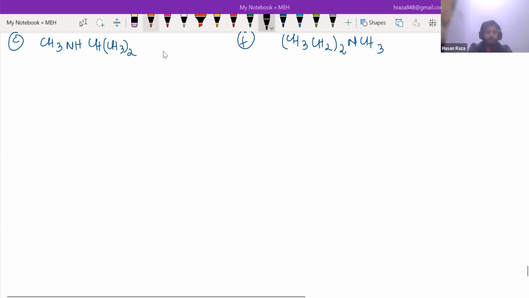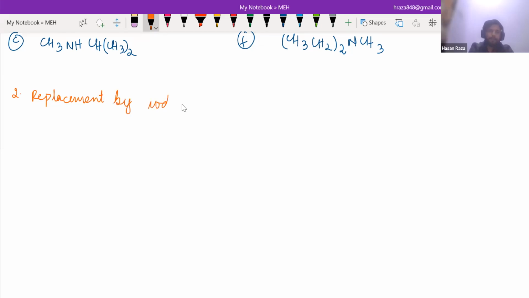So I'm going to start this reaction. We completed up to Gatterman, replacement by halide of diazonium. Okay. Now see, the next is replacement by iodide.